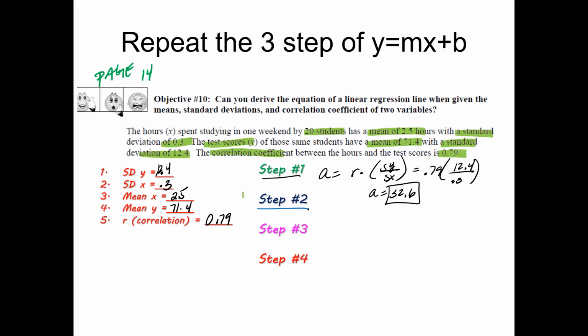Step 2. With your step 2, you're going to find B is equal to Y bar minus A times X bar. Your Y bar is going to be 71.4 minus A, which is 32.6, times X bar, which is 2.5. Well, let's go ahead and multiply this part out and then subtract it from 71.4. This part right here is going to give you an 81.5. So subtract that from 71.4, you get a negative 10.1.